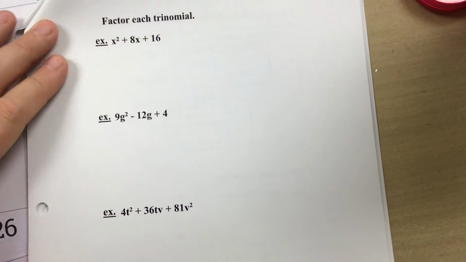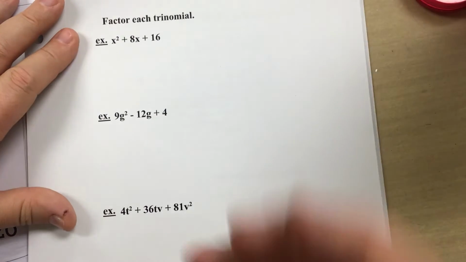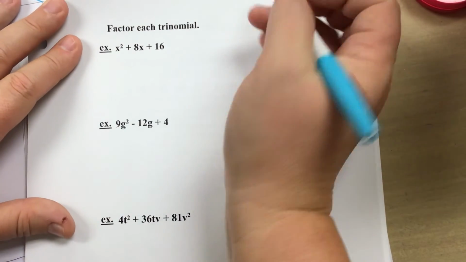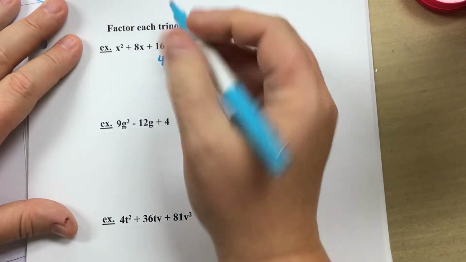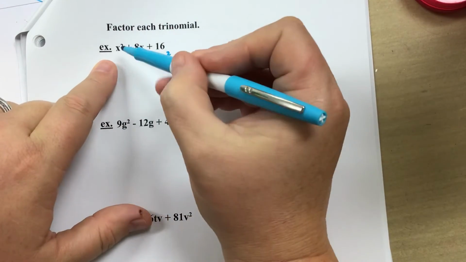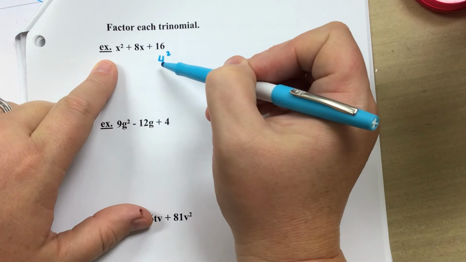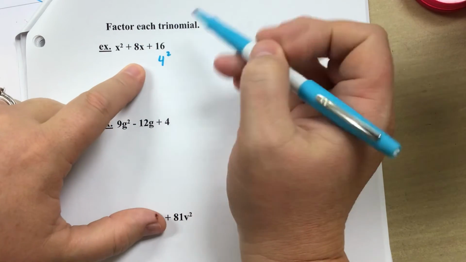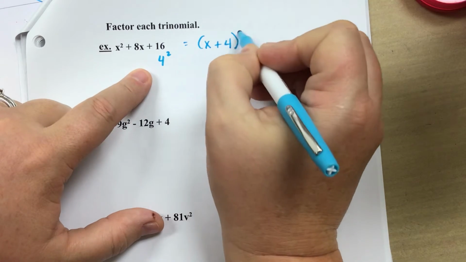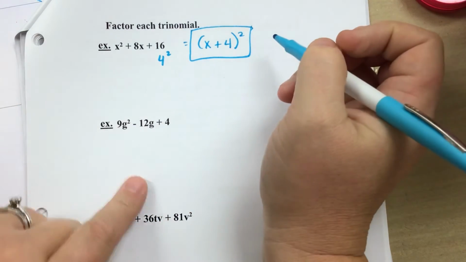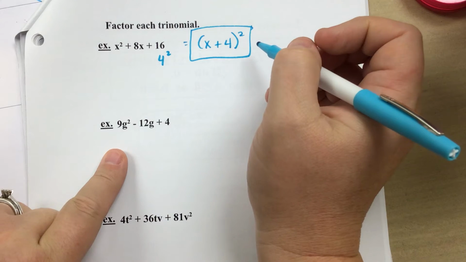Okay, so if I continue on here, if I have x squared plus 8x plus 16, think of 16 as 4 squared. So is my middle term, what's x times 4? It would be 4x. If I multiply it by 2, I get 8x. So this is going to factor into x plus 4 quantity squared. Okay, this next one here.